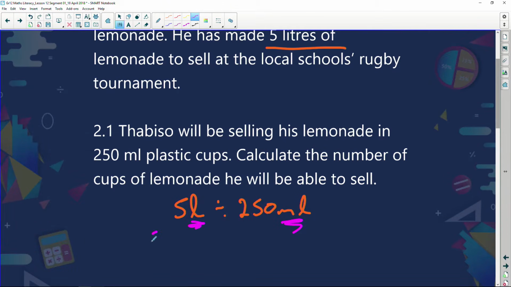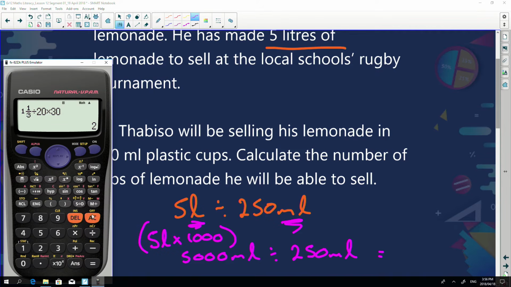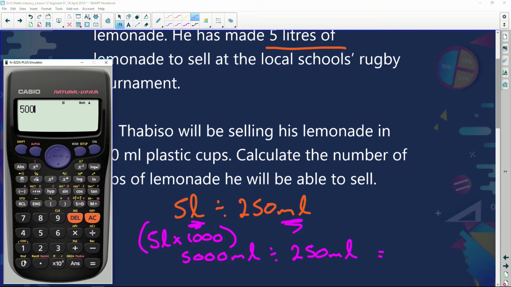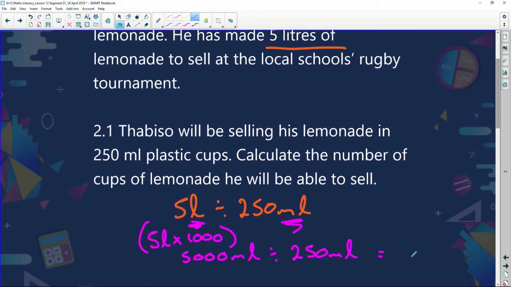So 5 liters, multiply that by 1,000, and that's going to give me 5,000 milliliters. I'm going to divide that by 250 mils, and my calculator is going to do it for me. 5,000 divided by 250, and we get 20 cups. Okay, it's a shame. He can only sell 20 cups of lemonade. Let's see what he does with this.